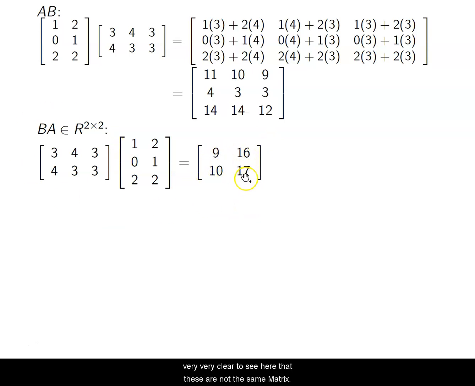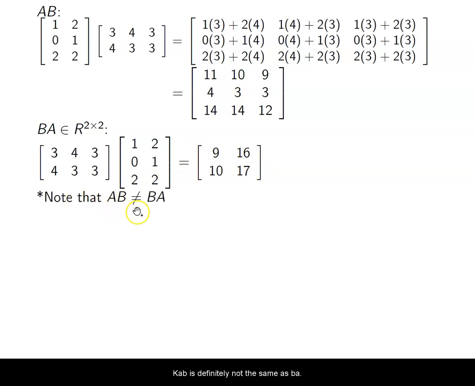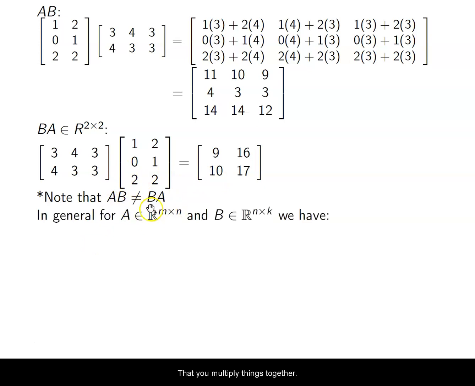And it's very clear to see here that these are not the same matrix. AB is definitely not the same as BA. So these things do not commute. The order that you multiply things together matters. So in general, for A being an M by N matrix and B being an N by K matrix, the product is going to be M by K.